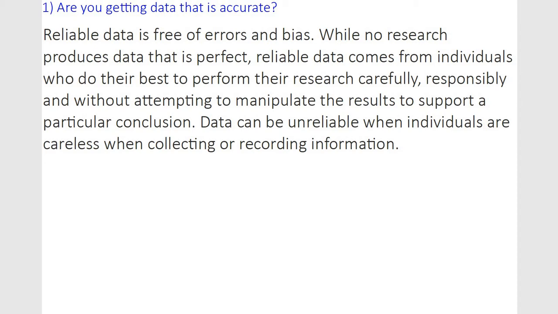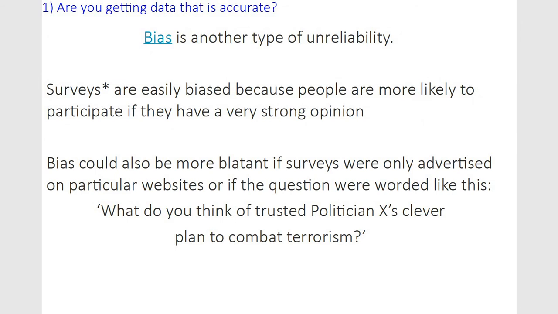Okay, data isn't perfect. Okay, it is really important that you are very careful when you're collecting or recording information. Okay, because if you're not, data can be very unreliable. Okay, it's an easy thing to mess up. Okay. All right, so bias. Bias is a huge, huge issue in statistics.